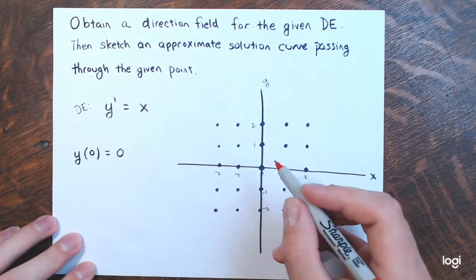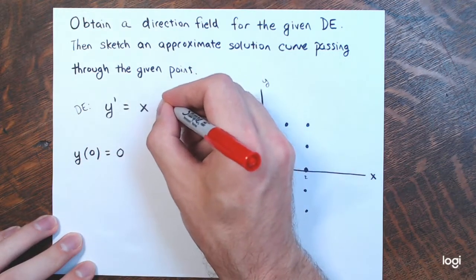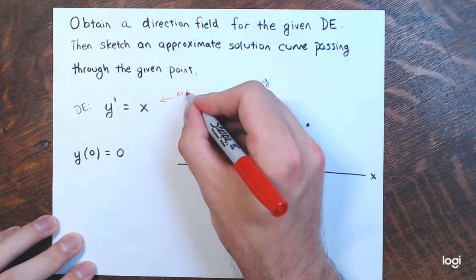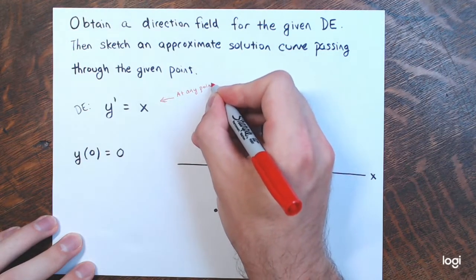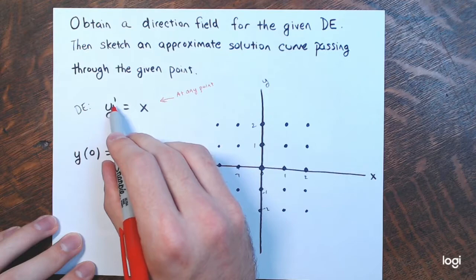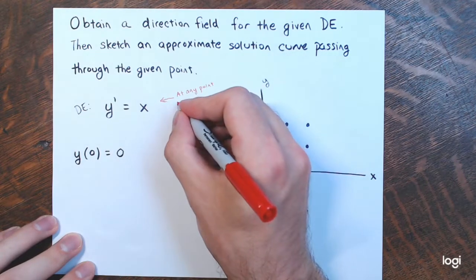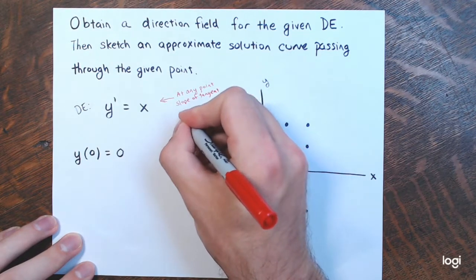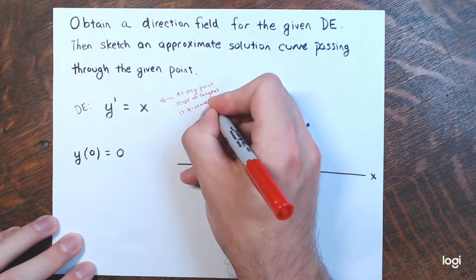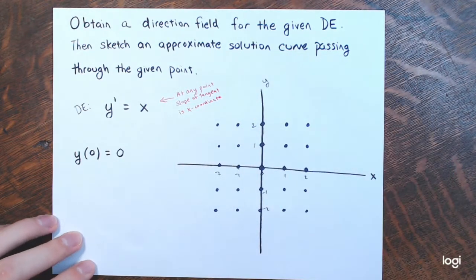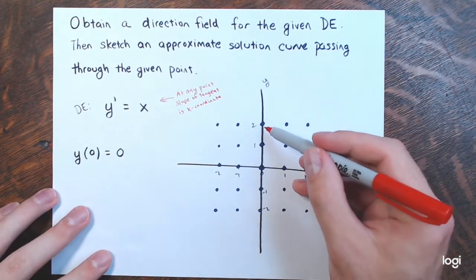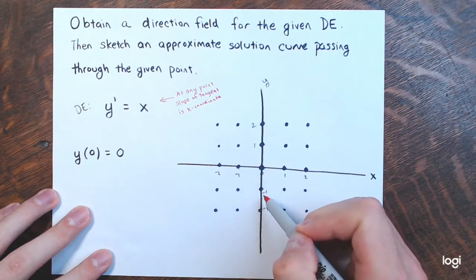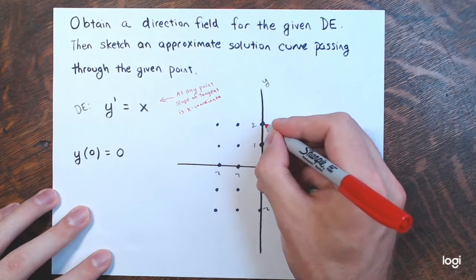All right, so basically this equation is saying that at any point, the slope of the tangent line to the curve is just the x-coordinate. So for all these points where the x-coordinate is 0, so (0, 2), (0, 1), (0, 0), (0, -1), (0, -2), the slope of the tangent line will be 0.